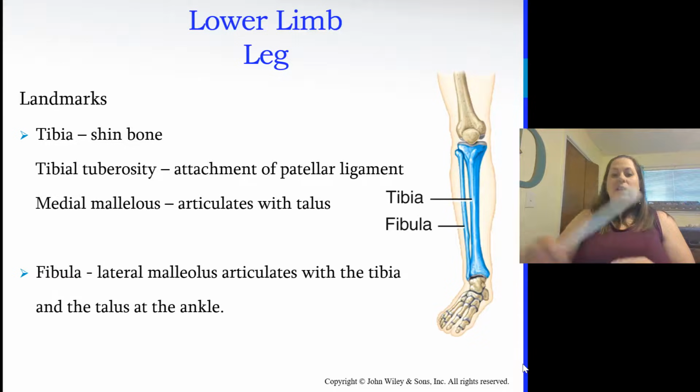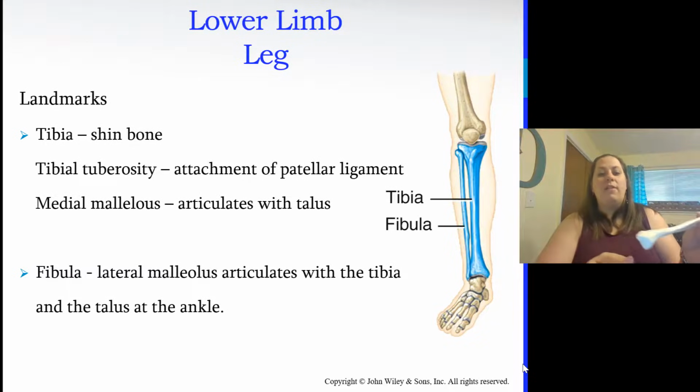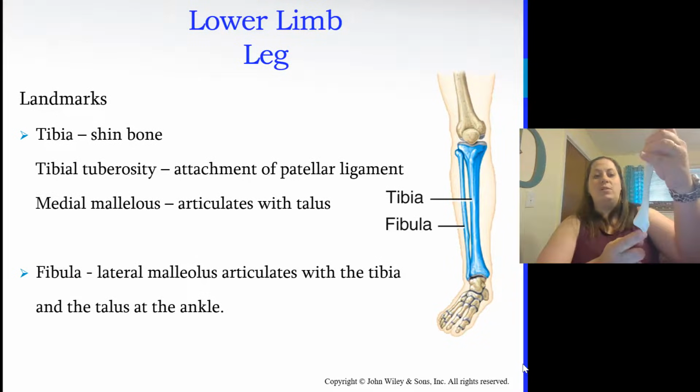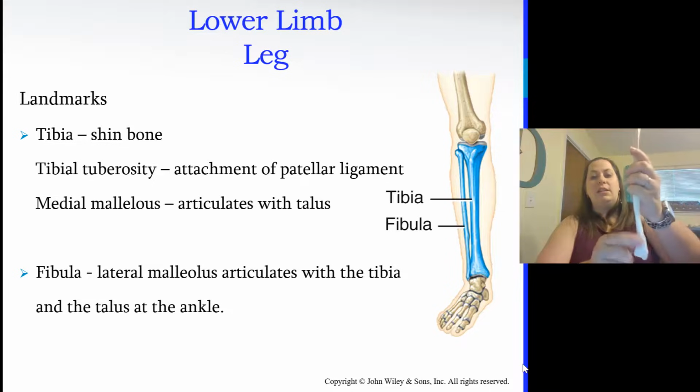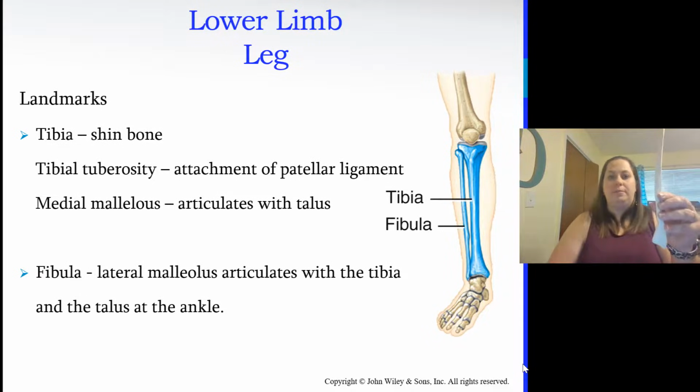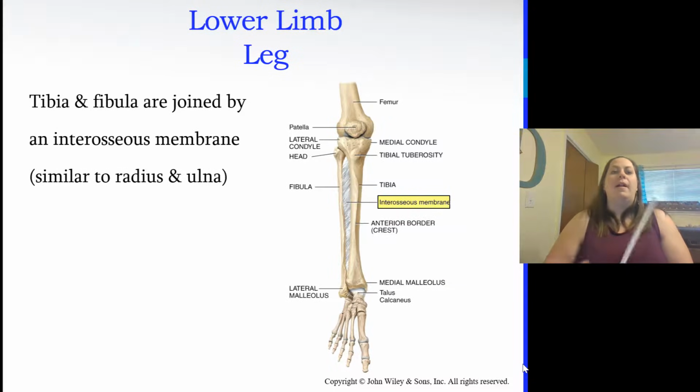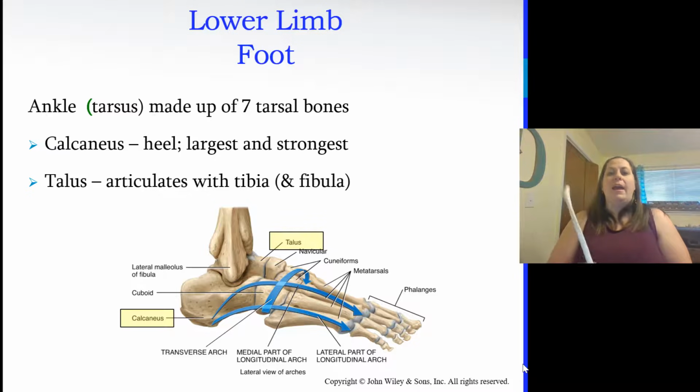The fibula, on the other hand, is going to have what we call the lateral malleolus. It's going to go to the outside, and it's going to articulate with the tibia and the talus to help form that ankle structure. The tibia and fibula are joined by that interosseous membrane that we saw similar to the radius and ulna, so it's helping hold these two bones together. So let's move down to the actual foot.